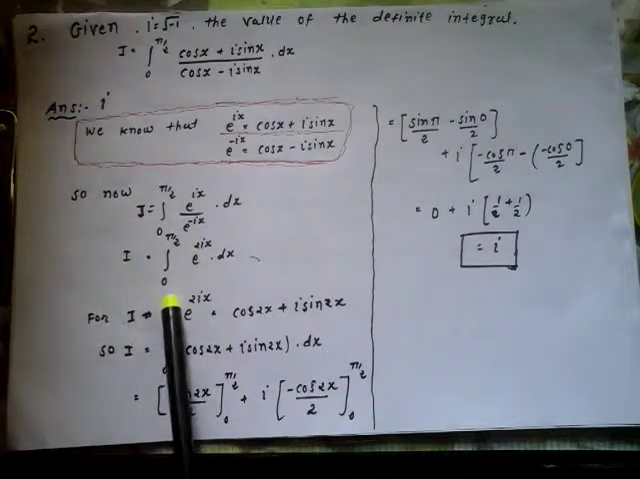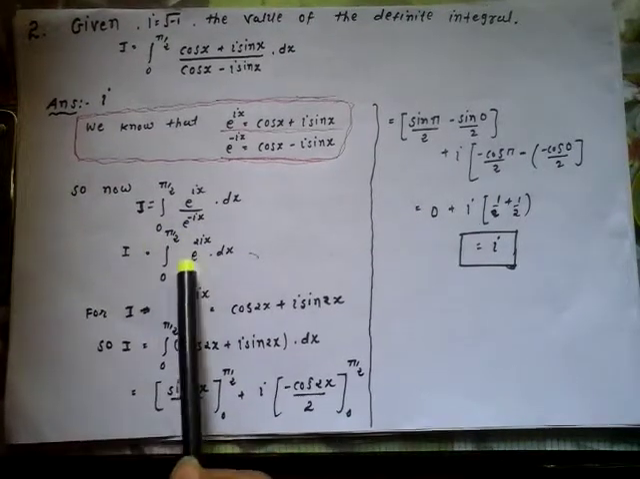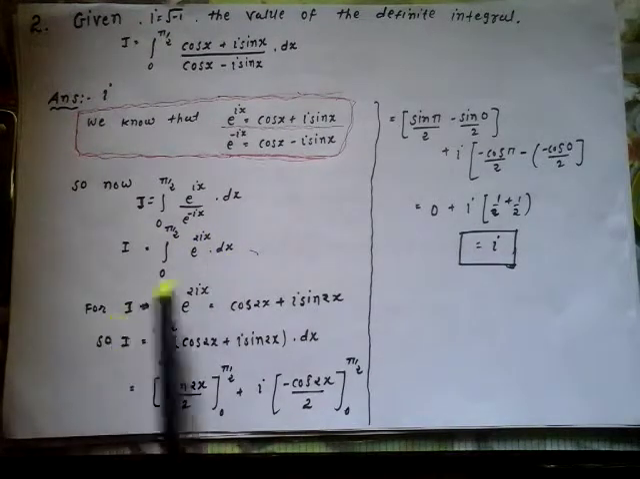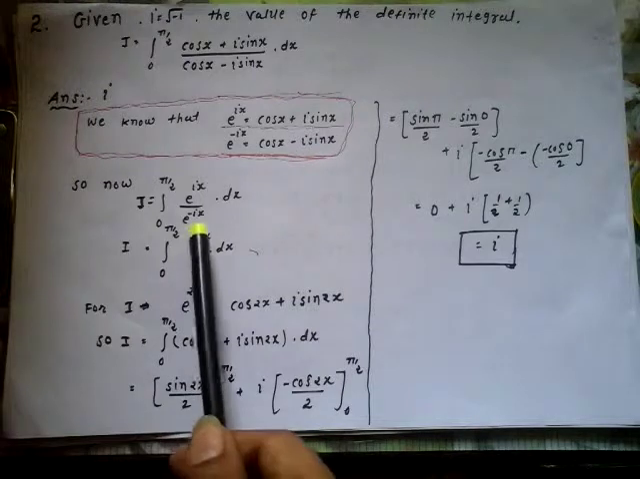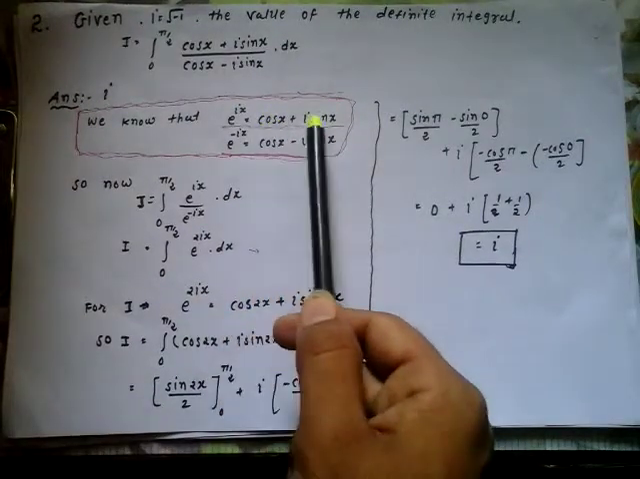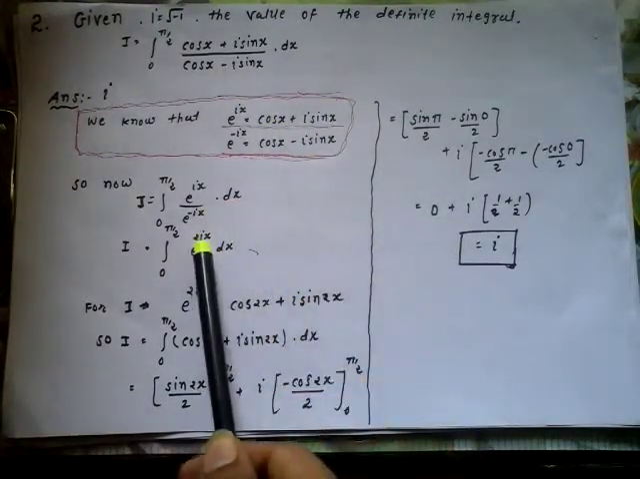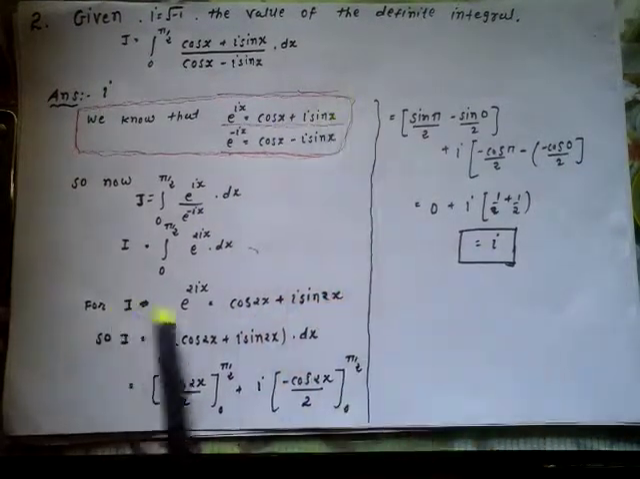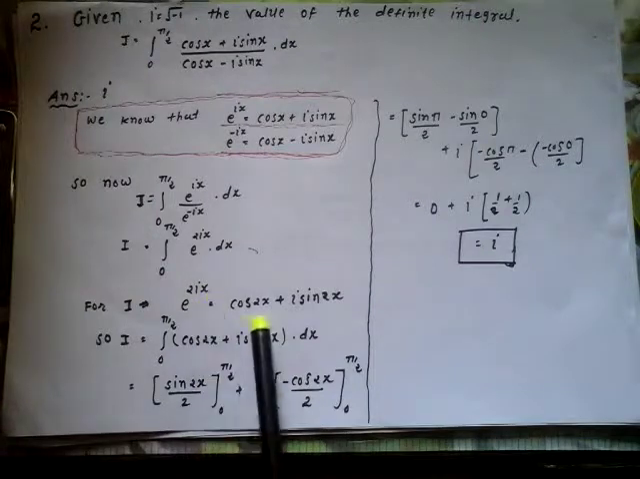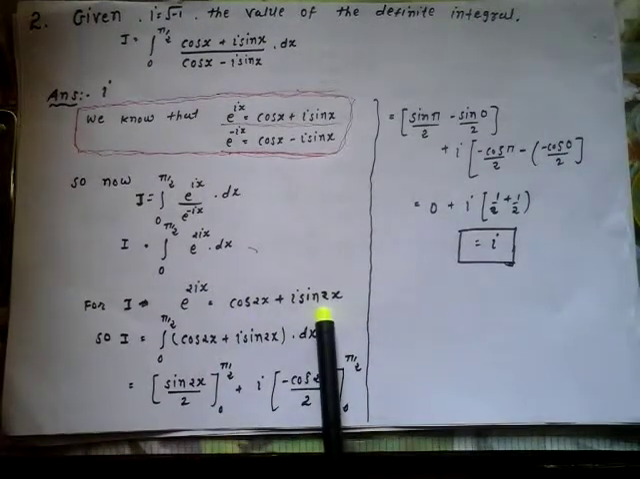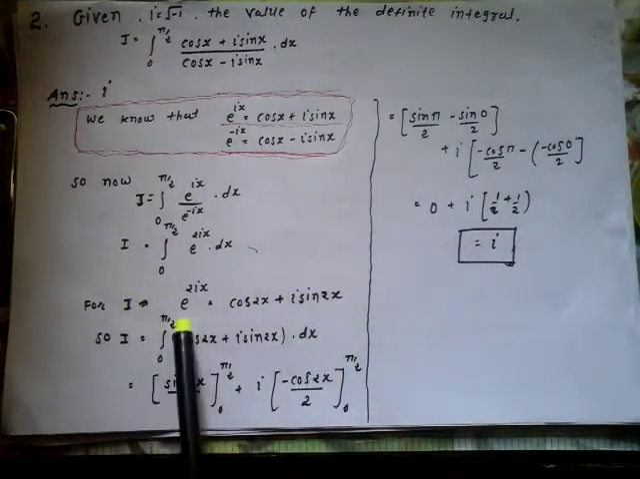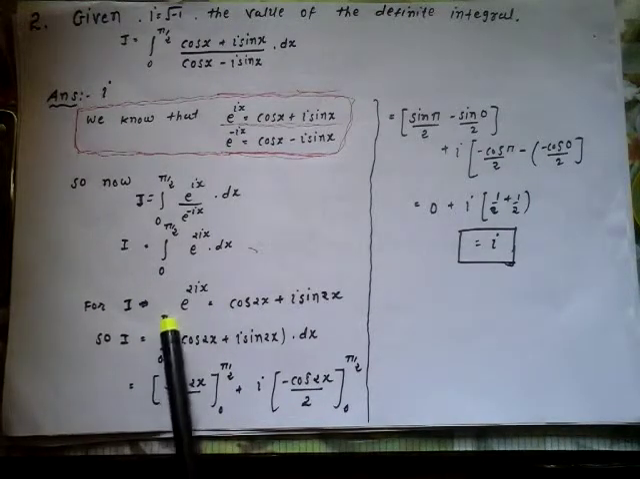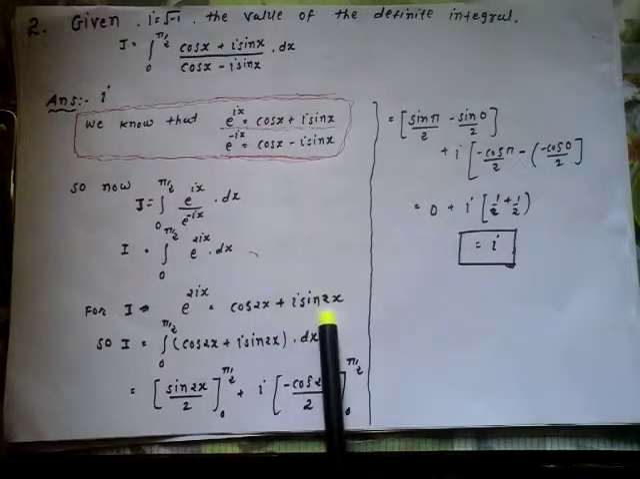So I is equal to the integral from 0 to pi by 2 of e raised to 2ix into dx. Got it? Now we know that e raised to ix is equal to cos x plus i sin x, so e raised to 2ix will be cos 2x plus i sin 2x. Now the integration of e raised to 2ix means integration from 0 to pi by 2 of cos 2x plus i sin 2x.